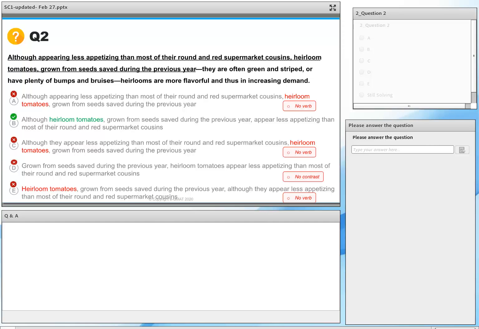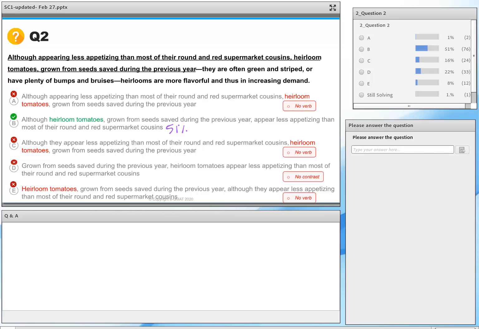Now I'm going to broadcast your results here. Much better results this go around. We had a 51% accuracy rate with choice B. So this tells me you guys really extracted that meaning. Choice A is incorrect for what we just discussed, no verb. Choice C, again, no verb for heirloom tomatoes. So that same error in choice A is repeated.